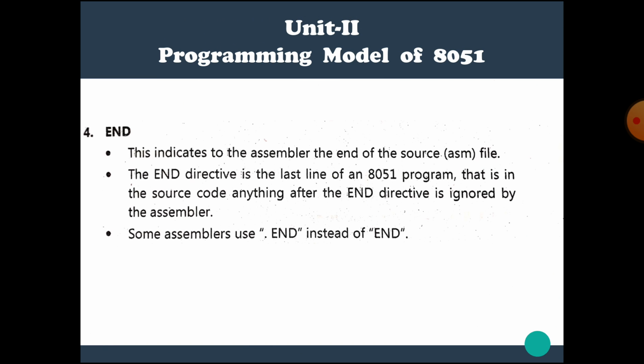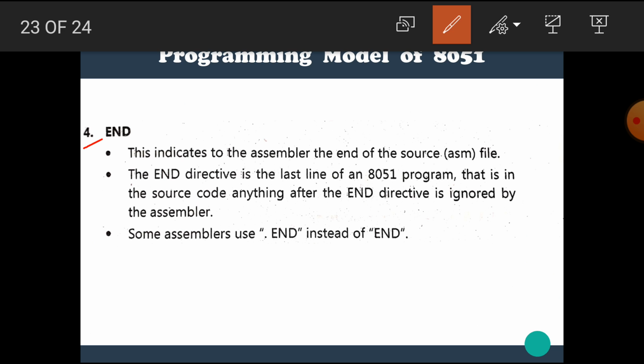And the last assembler directive is end. This indicates to the assembler the end of the source or the ASM file. The end directive is the last line of the 8051 program in the source code. Anything after the end directive is ignored by the assembler. Some assemblers use .end instead of end.